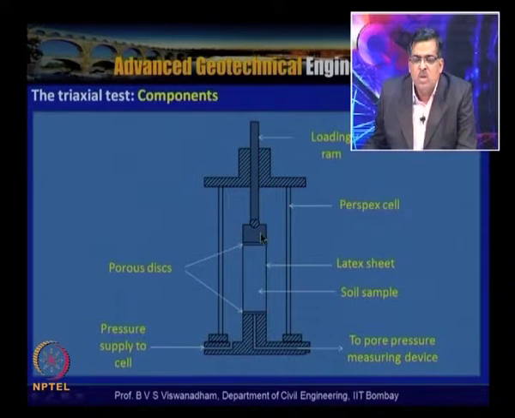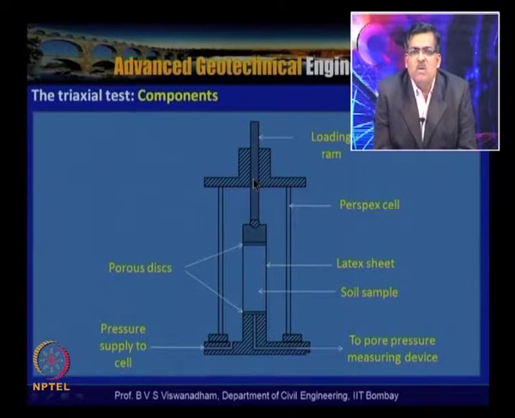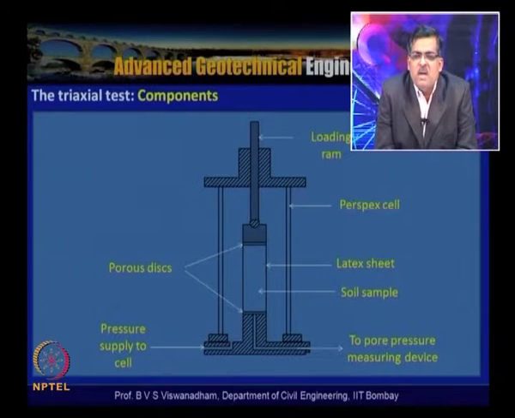Then, in order to simulate the increase in the load, you apply deviator stress. So sigma 1 is equal to sigma 3 plus P by A, and sigma 1 minus sigma 3, the difference between the major and minor principal stresses, is called the deviator stress. So we get deviator stress versus axial strain, in the case when you are doing a compression test.